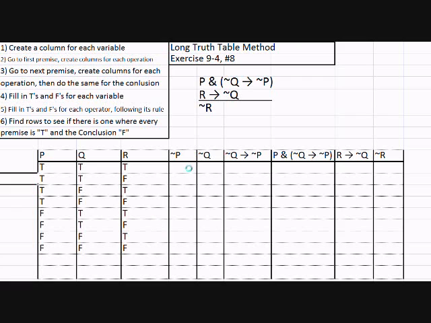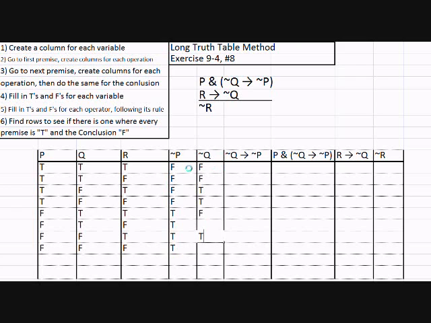To begin with, we have the not p. So quite simply, what we are going to do is negate the truth values that we see under the column for p. Now we have not q. We're going to negate the truth values that we see under that column.